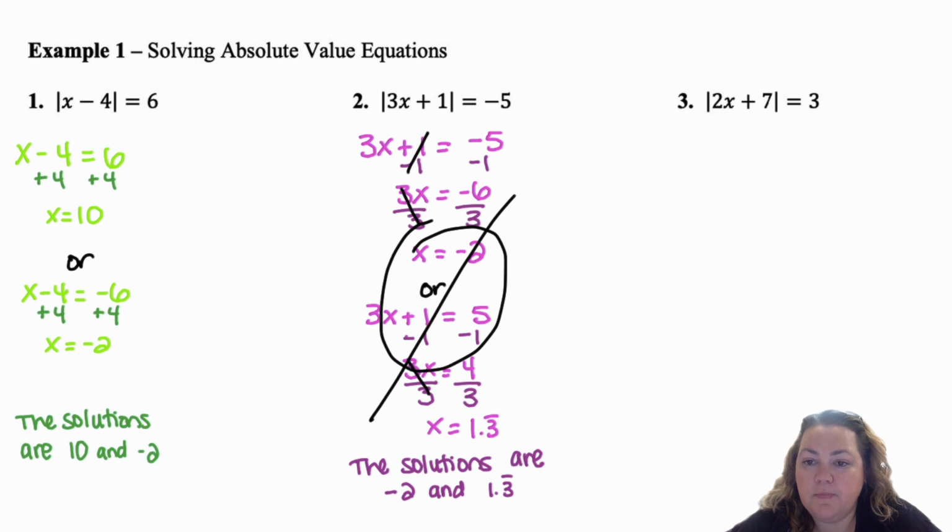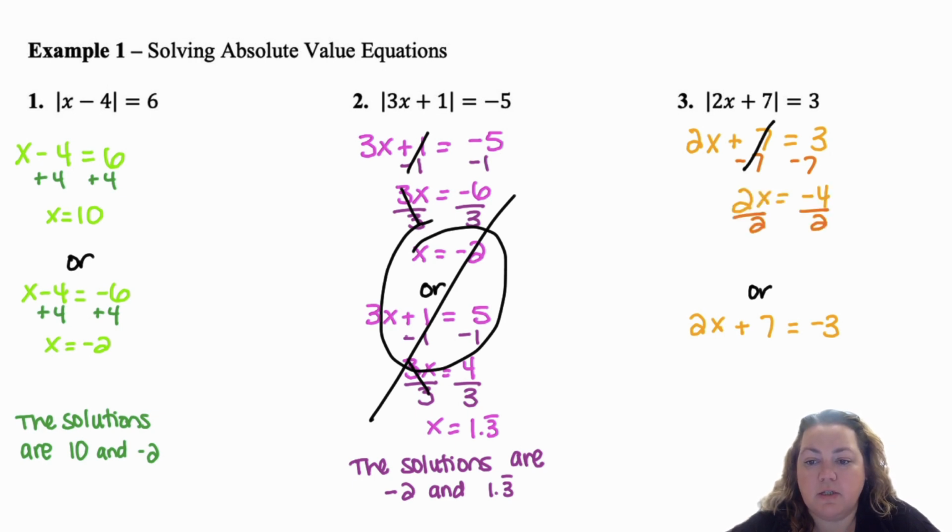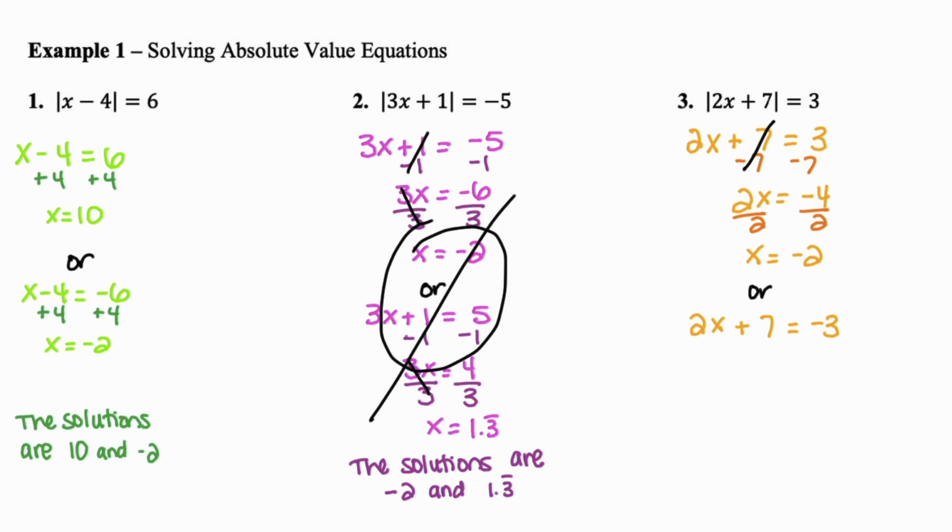Number 3, the absolute value of 2x plus 7 equals 3. I'm going to set it up as 2x plus 7 equals 3, and 2x plus 7 equals negative 3. I'm going to move the 7's over. 3 minus 7 is negative 4. Divide by 2. I get x equals negative 2. And then I'm going to move the 7 again here. Negative 3 minus 7 is negative 10. Divided by 2 is negative 5.